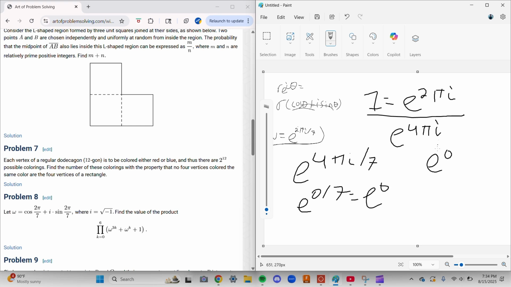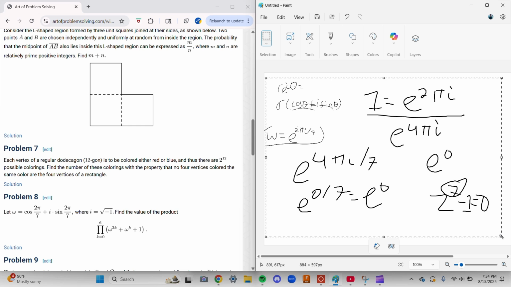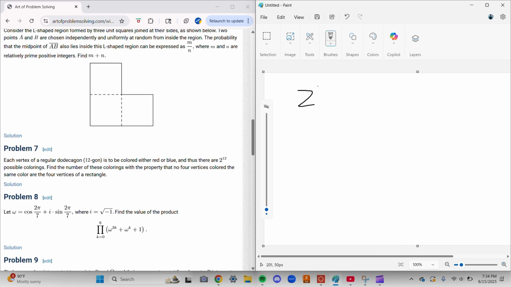And we can keep doing this, right? e to the 0, e to the power of 2 pi i, 4 pi i, 6 pi i, 8 pi i. So when is this going to stop? Does it ever stop? Well, the polynomial x to the 7 minus 1 equals 0 has 7th degree. So it can have at most 7 distinct roots. And after that, this is just going to start repeating.